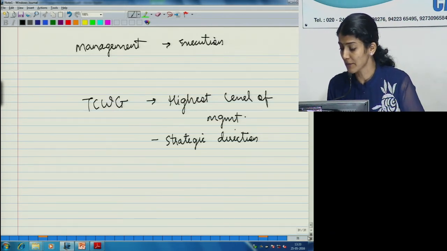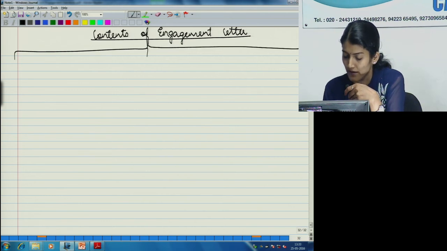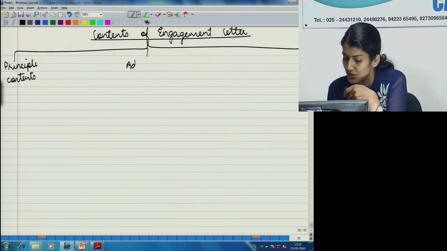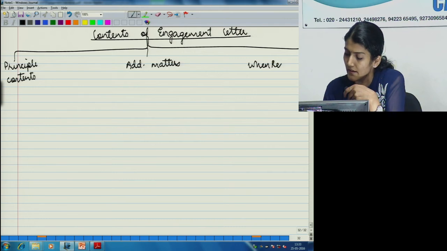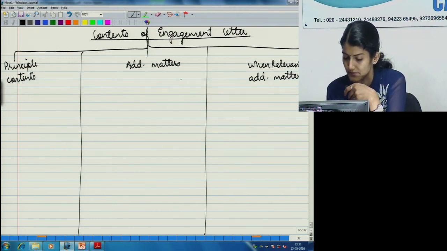Okay. Now, after the preconditions, next we come to the contents of the engagement letter, which have been mainly divided under 3: the principal contents of the engagement letter, the additional matters which could be put in the engagement letter, and when relevant, additional matters which could be put in the engagement letter.